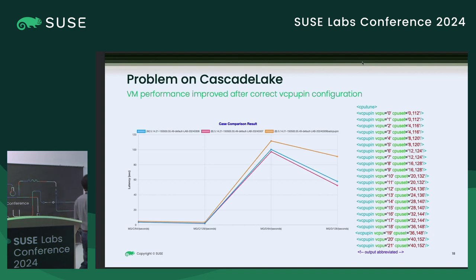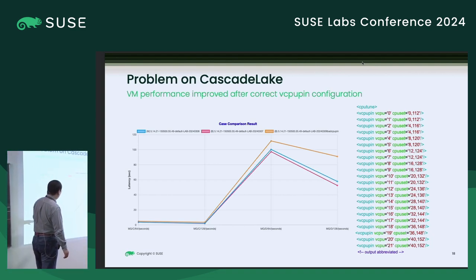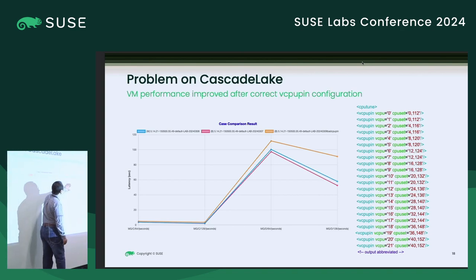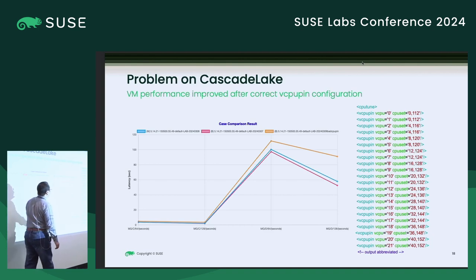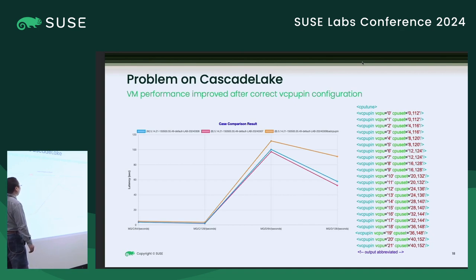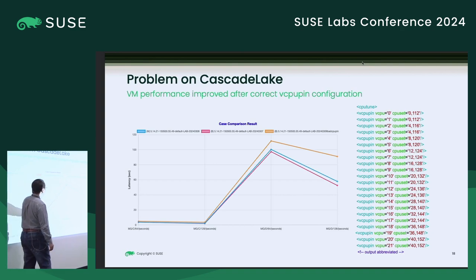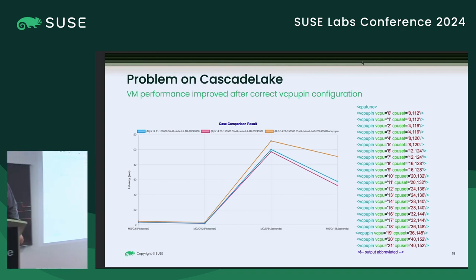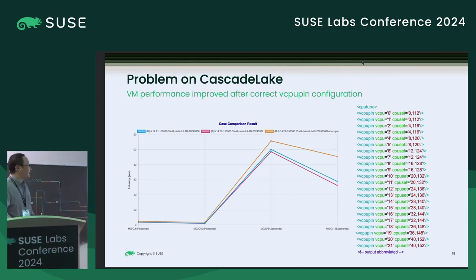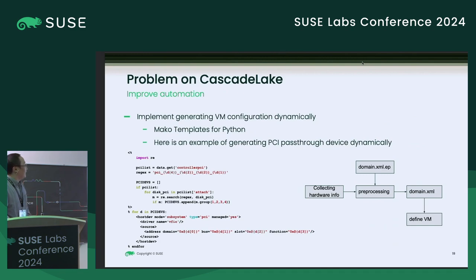This is the comparison. The yellow line is bad CPU pin and the blue line is good CPU pin. So you can see the performance is recovered. Of course, this was caused by my knowledge limitation, so that's why this happened. After we corrected the CPU pin, we got good performance.